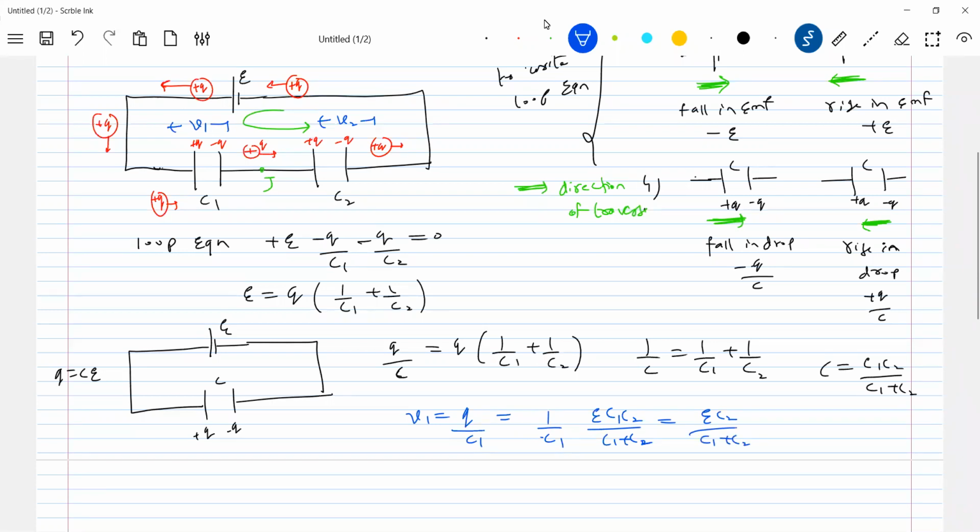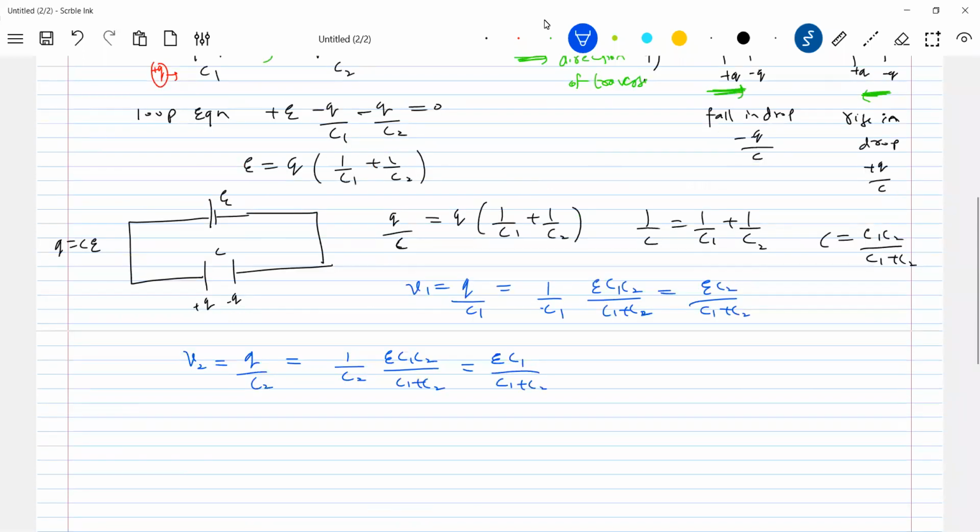Similarly, potential drop V2 is equal to charge by capacitance. So 1 by C2 times E C1 C2 by C1 plus C2. So this is equal to E C1 by C1 plus C2. Now look at the ratio of the potential drops across them. This should be V1 by V2 is equal to C2 by C1.